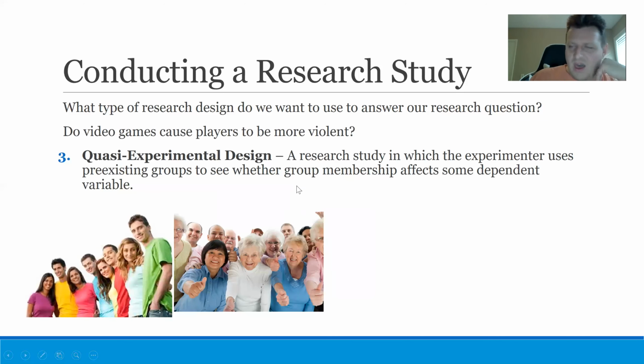Other examples of quasi-experimental designs: maybe we look at the difference between young adults and older adults. I can't randomly assign young adults to be old. I can't say, hey, you're going to be 80 years old today. I can't go to an 80-year-old and say, you're going to be 20 today. I just have to take these individuals as they are. So I might see differences in memory. I might see differences in attention.